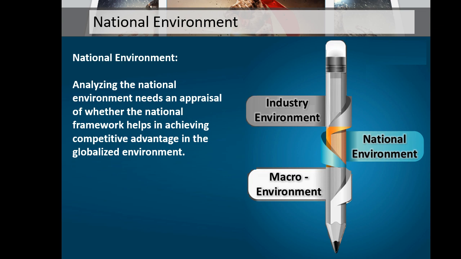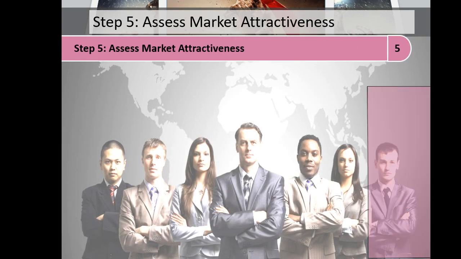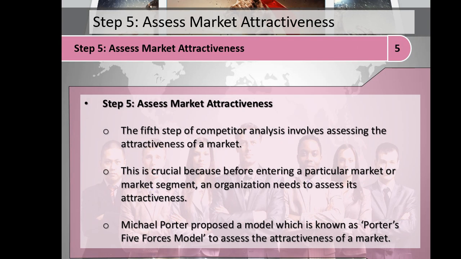We have the national environment, which is government policy, and we have the macro environment, which is even the larger world. Analysis of the macro environment includes social, government, legal, technological, and international factors. For instance, globalization. Globalization has both its positive and negative sides. But look at the positive side of globalization and the influence it has on your business.